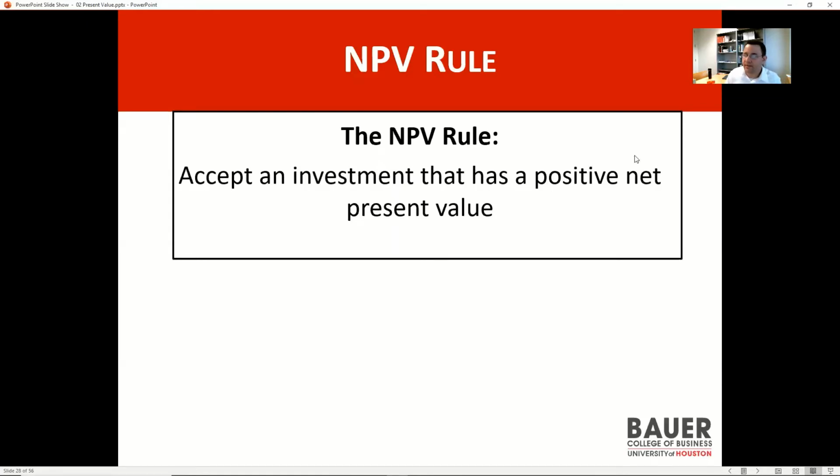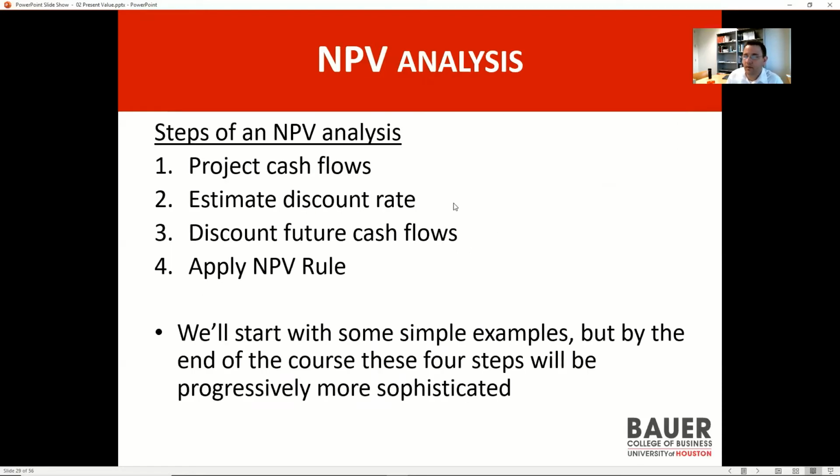Okay? So that gives us something called the NPV rule. You should take projects where the NPV is positive. If the NPV is negative, you should not take it. These are going to be the steps we'll follow for NPV analysis throughout the entire semester. The steps are going to be basically the same. Obviously, the level of complexity that we add to it will change, but these basic steps will be there.